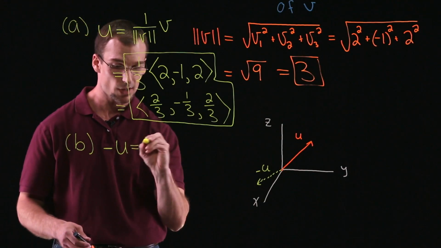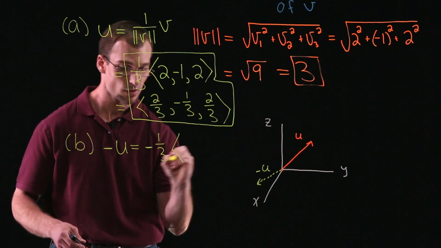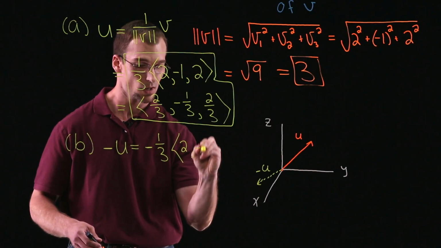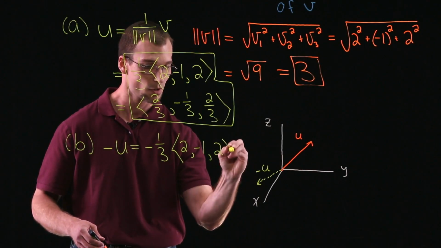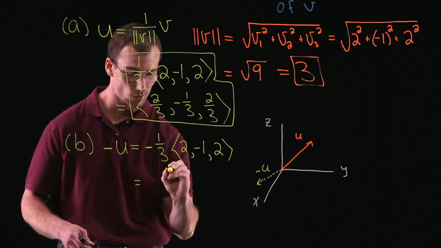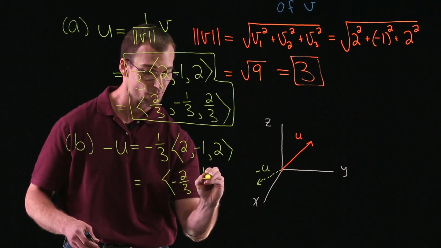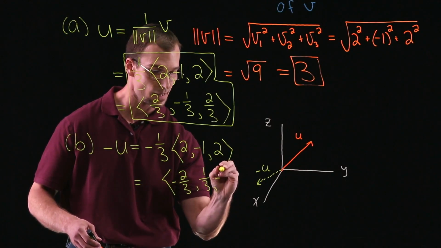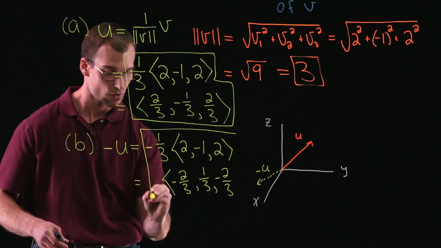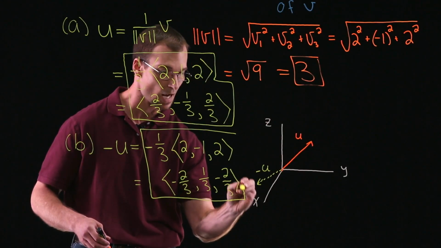So negative u is negative, say, 1/3 times our vector v, 2, -1, 2, or multiplying through with our -1/3. This is equal to -2/3, positive 1/3, and -2/3. So there's our unit vector in the opposite direction of v.